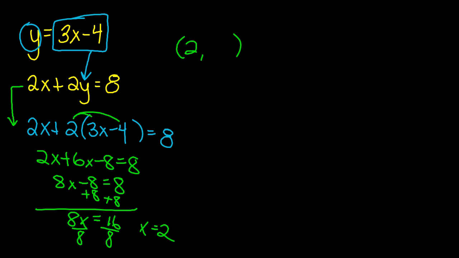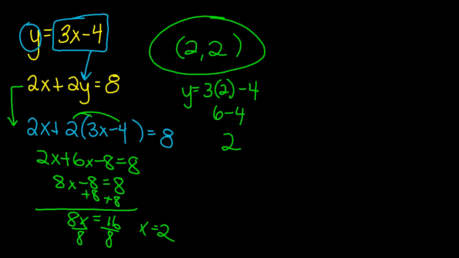So let's go back to my original equation. y equals 3 times 2 minus 4. 6 minus 4 is 2. So input 2, output 2. 2 comma 2 is going to be the solution that is true for both of my equations. Let's try another one.